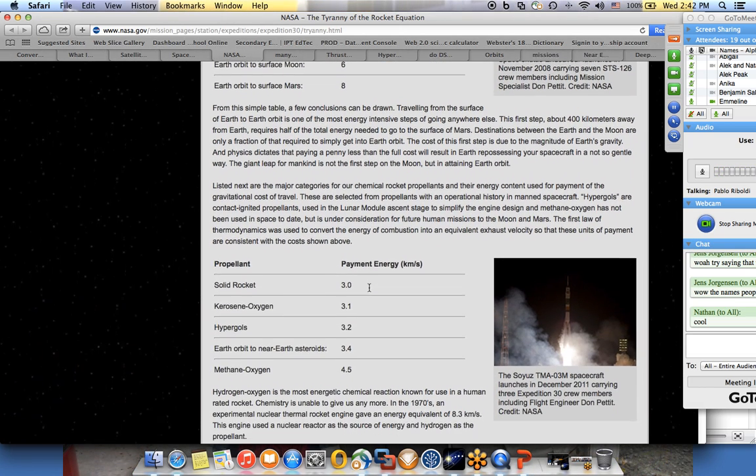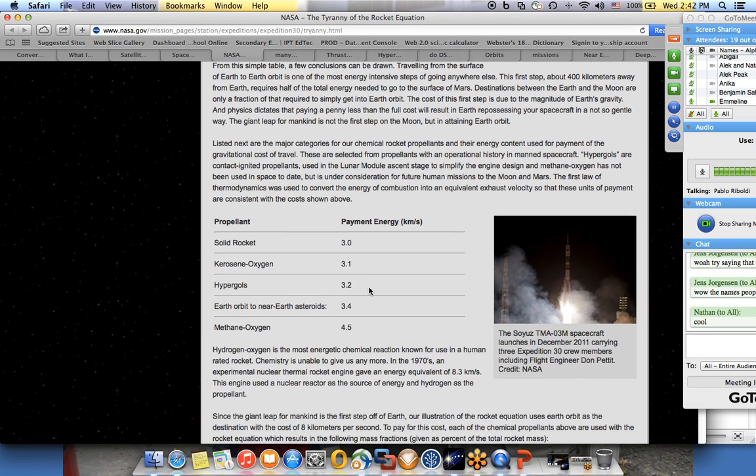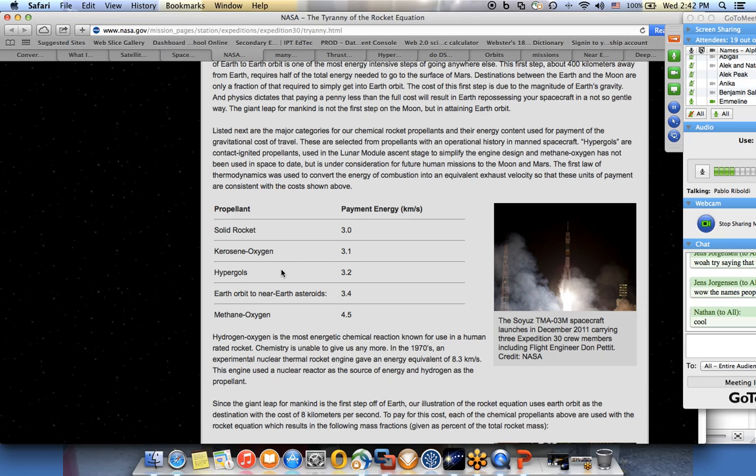And so here in the article, Petit then discusses the different types of propellants that you could have: solid rocket, kerosene and oxygen, and the type of propulsion they give you. Hypergols, or hypergolic propellants, are propellants that don't need an ignition system.